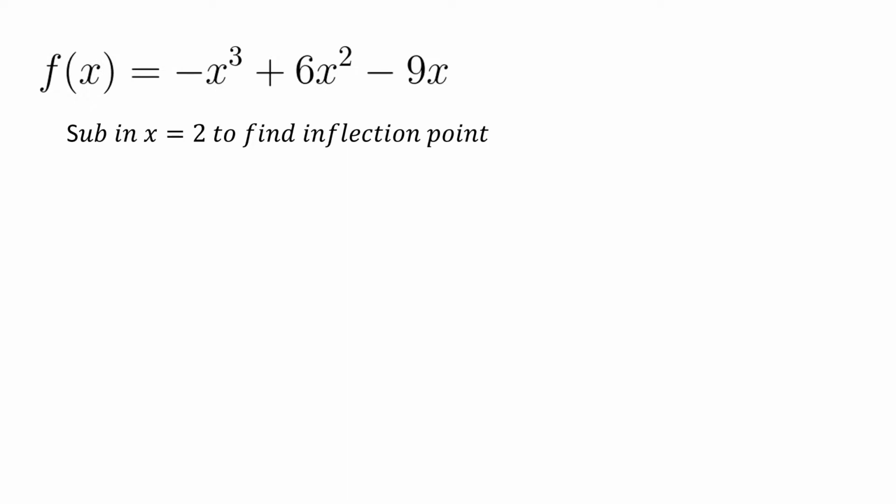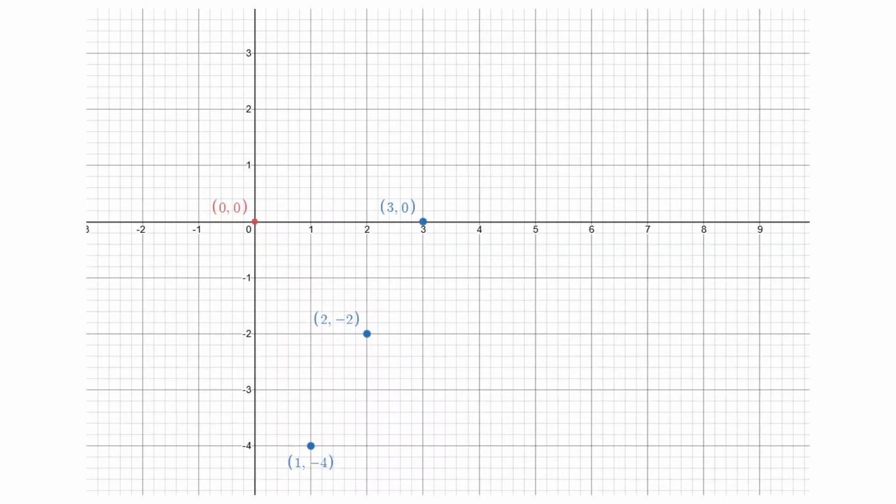Then we can just substitute x = 2 to find the inflection point, so we have another point on our graph to sketch. By substituting it into the original function, we get (2, -2). By adding this onto the graph, we can get a general sense of what this graph would look like using the inflection point and the concavity.